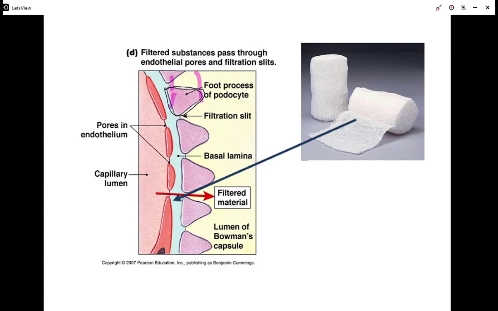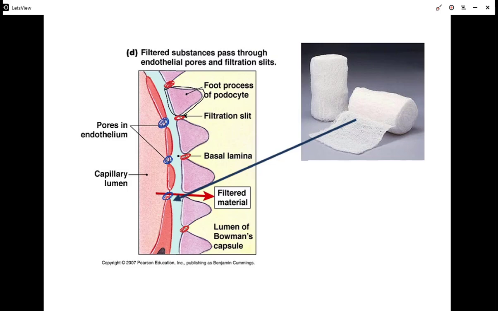And you can see the filtration slits, which I drew previously in red, so I'll draw them in red here too. They are going to be right there. Those are the filtration slits. And then we also have our holes in our capillary, that's the fenestration, those are going to be there. And then we have a layer in between.